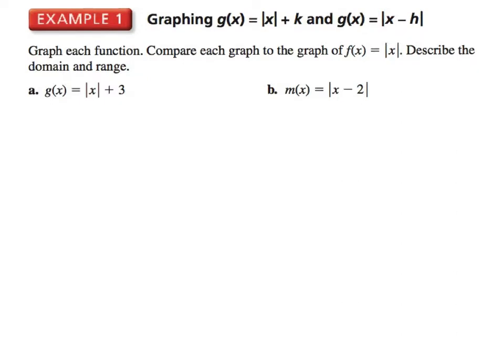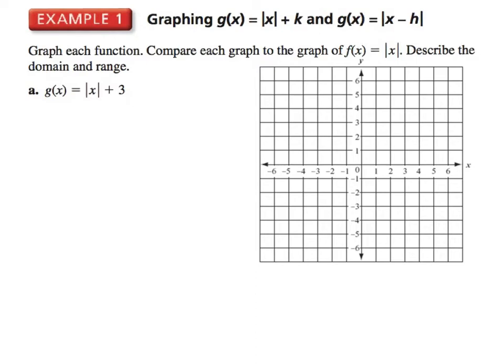So example number 1, graphing each of these functions. Now you'll notice right here, plus k, that means the vertical change. And minus h, that's going to be the horizontal change. So let's start with our first one, part A. We're going to graph the function, and then we're going to compare each graph to our parent function, and then we're going to describe the domain and range.